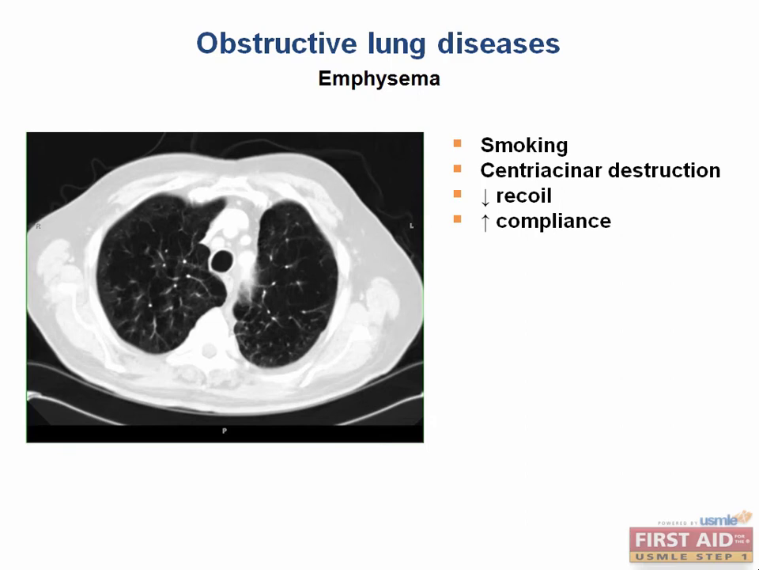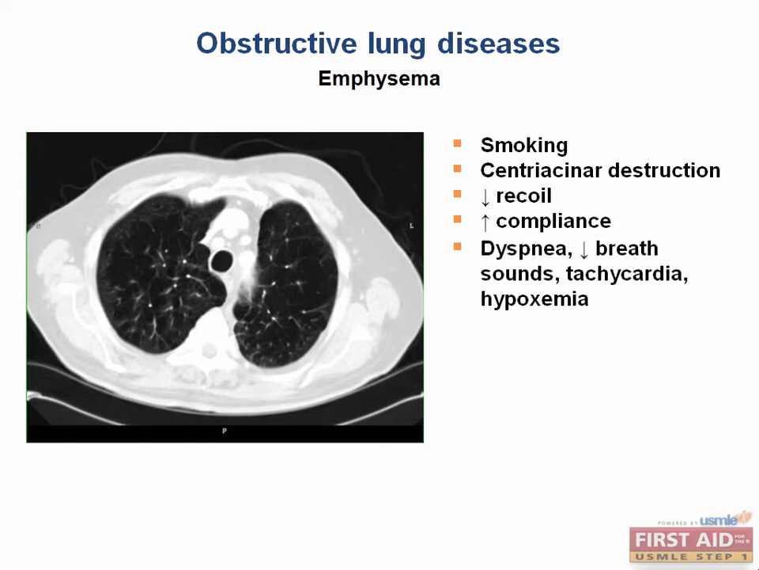So, with smoking, you get this characteristic destruction of airways and the terminal bronchioles, classically called centriacinar, before spreading peripherally. This leads to decreased recoil and increased compliance in the lungs, often presenting with signs of dyspnea, decreased breath sounds, tachycardia, early onset dyspnea but late onset hypoxemia, and eventually wasting.